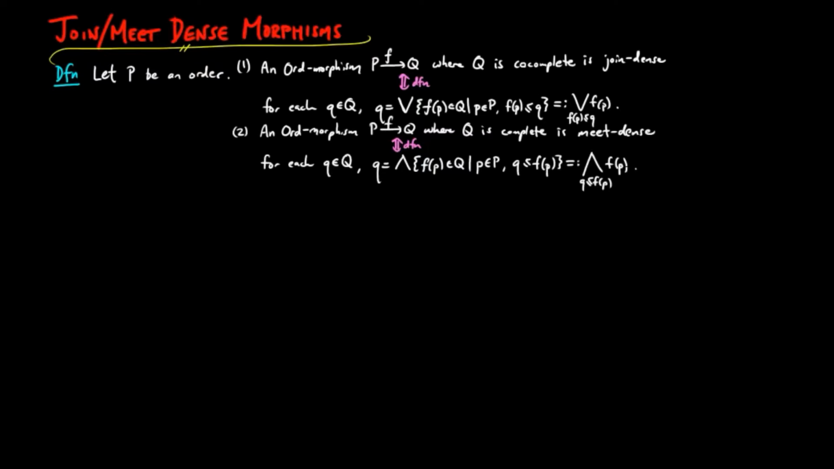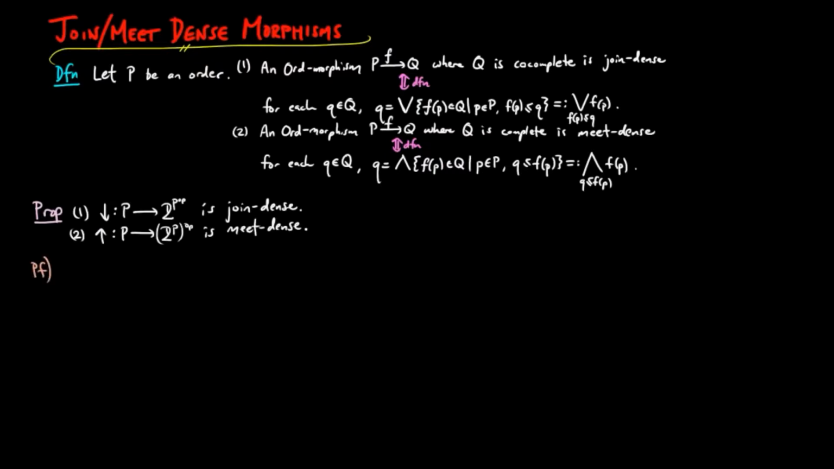The following shows that the thin Yoneda functors are join and meet dense. 1. The down segment functor is join dense, and 2. The up segment functor is meet dense. For the proof of 1, let E be a downward closed subset in P. We want to show E is equal to the supremum of the lower segments of A, where the lower segment of A is contained in E, or equivalently, E is equal to the join of the lower segments of A, where A is in E.